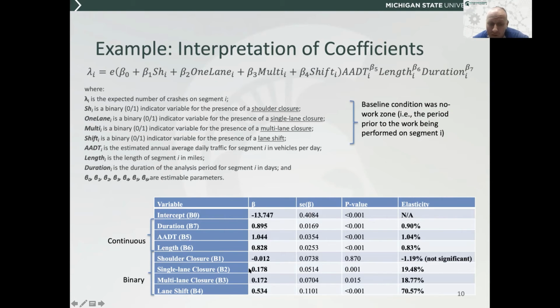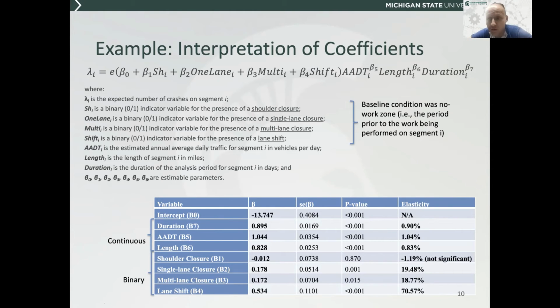But we do see pronounced increases in single or multi-lane closures. Interestingly, those are roughly the same order of magnitude. Whether we're closing one lane versus two or more, we see crashes increase by just under 20%. And in the case of a lane shift, those increases are even more pronounced. We see roughly a 70% increase in crashes in the case of the lane shift, okay?